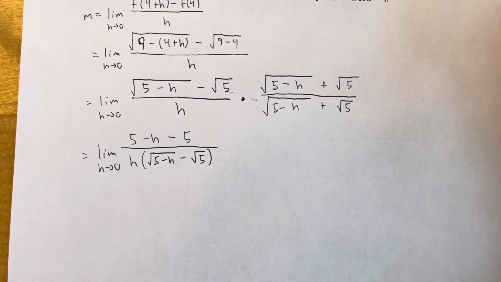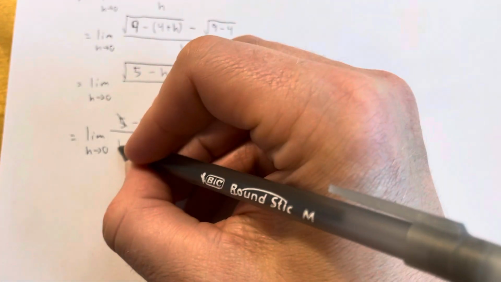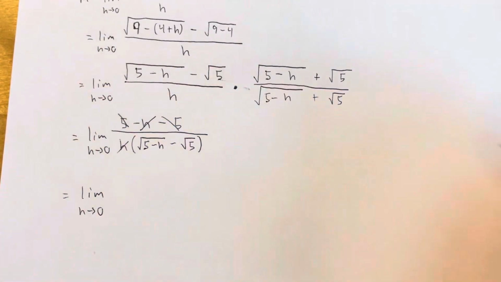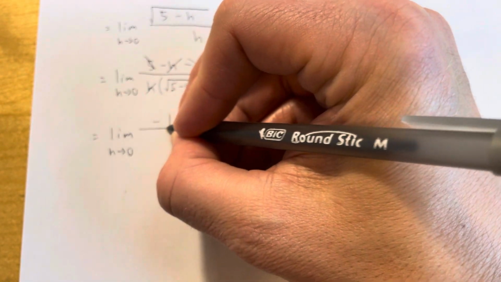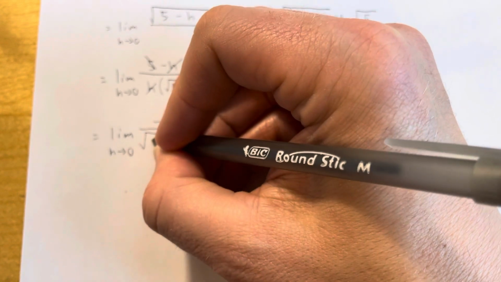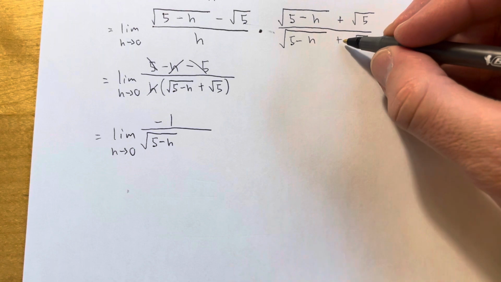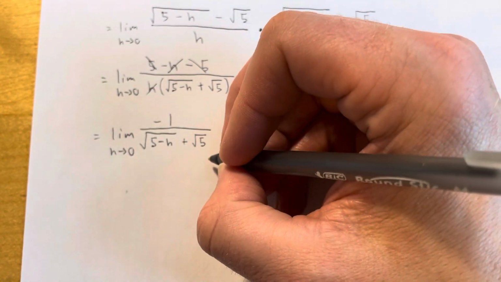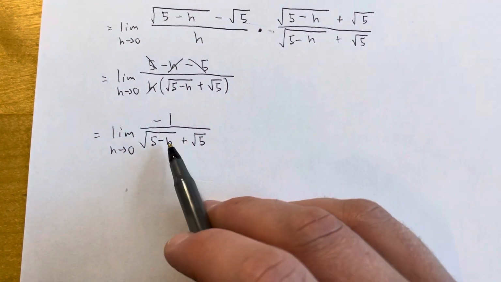Okay? Simplify. Notice the 5 and the negative 5. Those cancel out. I have negative h left on top, but that negative h will cancel with an h down here. And now what's left is the limit as h goes to 0 of negative 1 up there, over root 5 minus h. And I made a mistake here. That should be a plus. Remember, it came from right there. Plus root 5. Okay? At this point, we are safe to just plug 0 in for h.